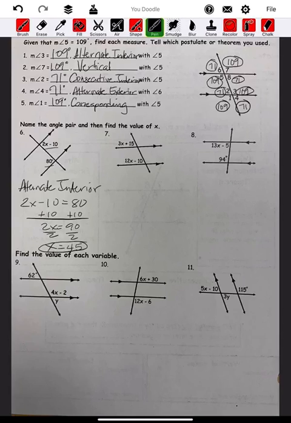All right, so number 7, we move on to that one. So we look at this angle here and this angle here. You notice one is inside, one is outside, but they're on the same side. They're both on the left side. So that can only be corresponding angles, okay? All right, so remember, corresponding angles are also congruent.